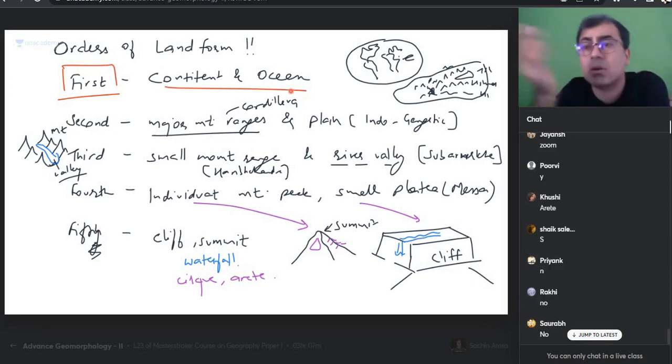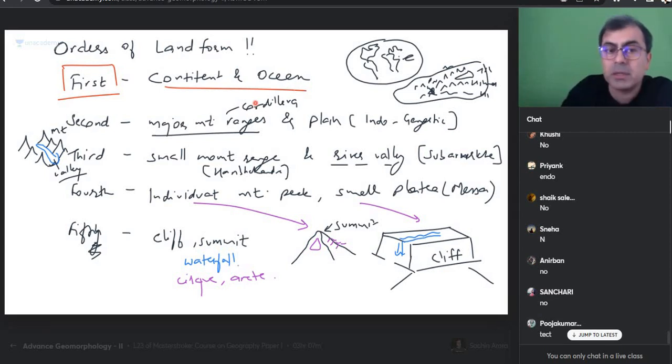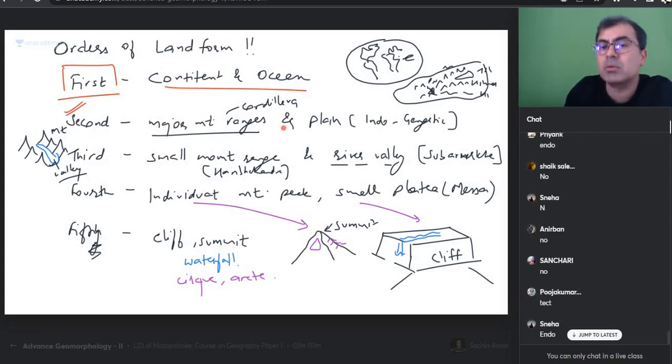Is it because of denudational process that a continent has formed? Endogenetic hai. Remember Himalaya, are they created because of denudation? Definitely, sir, something inside has created it. So these are formed by that, do we get that?